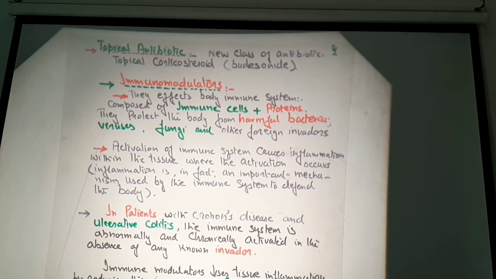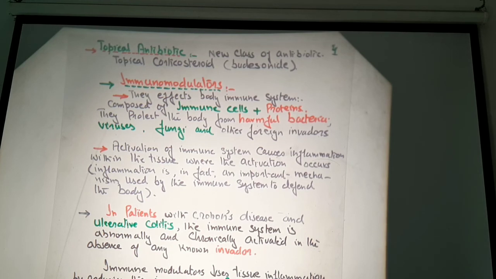Right? Now, immunomodulators decrease the tissue inflammation by reducing the immune cell population, or by interfering with their production of the proteins. So this is the mechanism of the immunomodulators. They suppress the immune system by reducing the immune cell population, or by interfering with their production of the proteins.